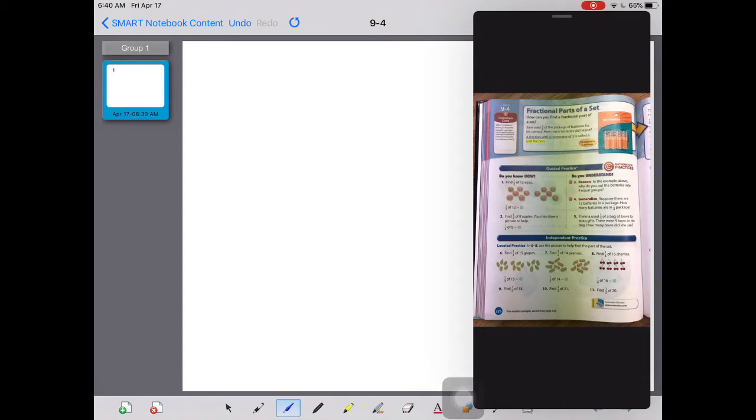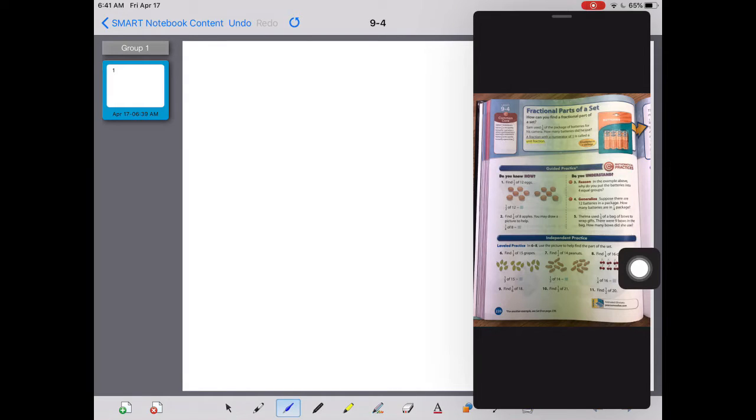Hey guys, let's take a look at lesson number 9.4, where we're looking at fractional parts of a set. In the textbook, I'm going to be looking at pages 226 and 227, and it says, how can you find a fractional part of a set? Well, in this example, they have a package of batteries.